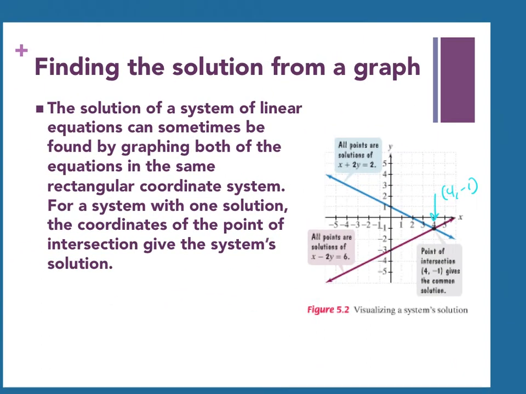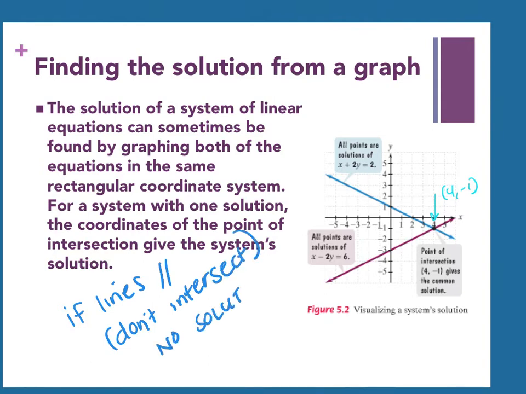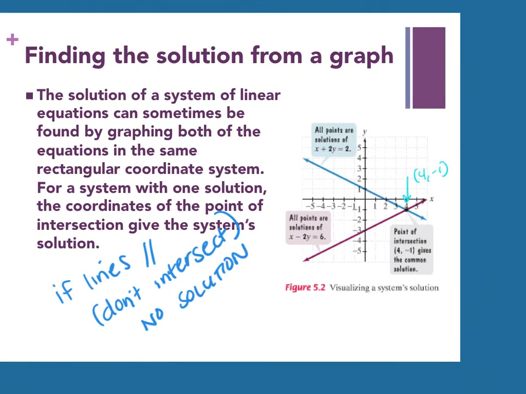There are 2 special cases when you're dealing with solutions from a graph. One is if the lines are parallel, or if it's like an absolute value and a line where they don't intersect. And for those, it's no solution. So if my graph does not intersect the other one, then it's no solution. If you end up with the same equation, which would mean you're graphing a line on top of the other one, then it's all real numbers.